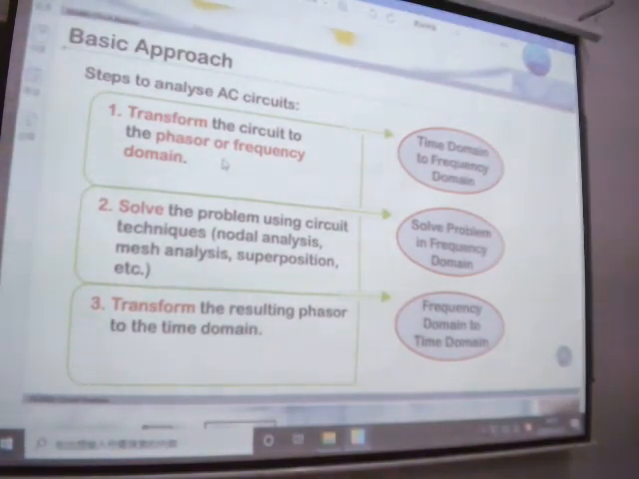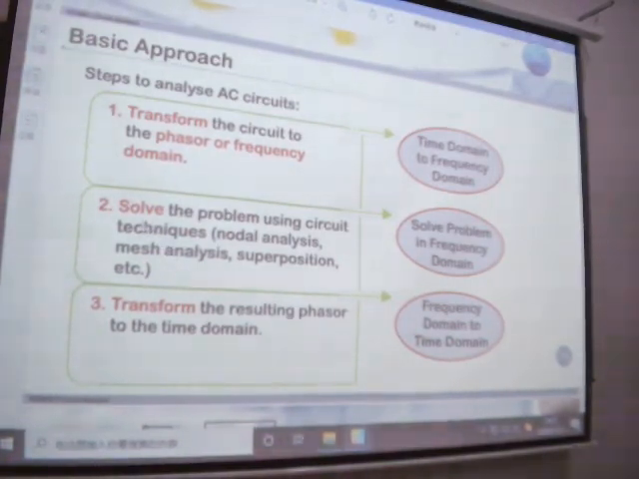Clear? Right. So for all of us, if we get an AC circuit, the first step is to transfer the circuit to the phasor domain or the frequency domain. That is the same thing, okay? The phasor domain is also the frequency domain. It has two names for one thing.